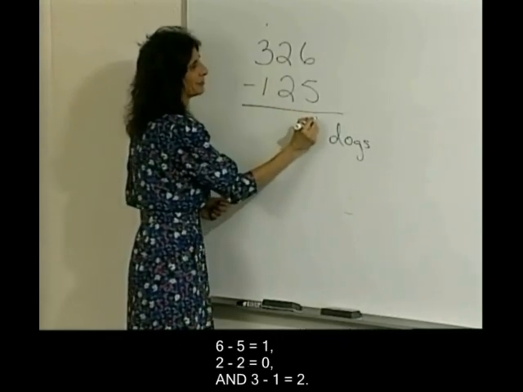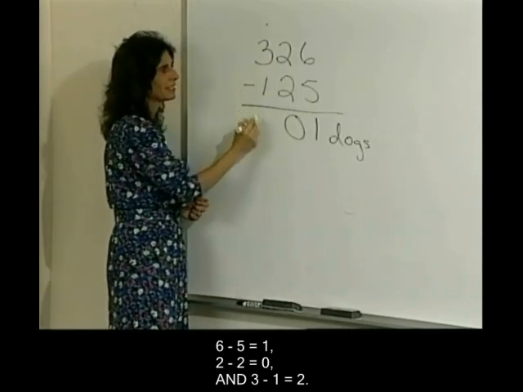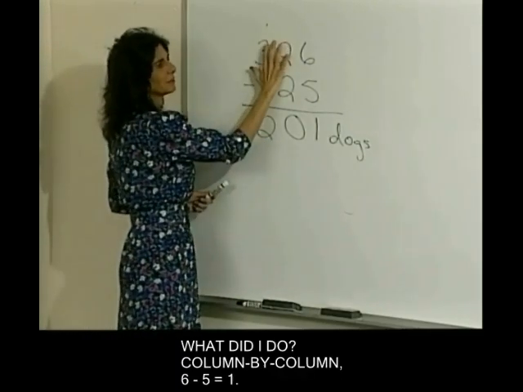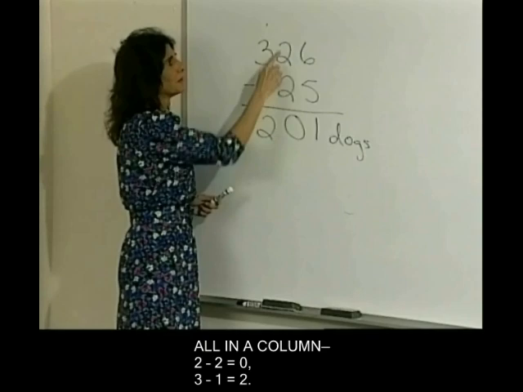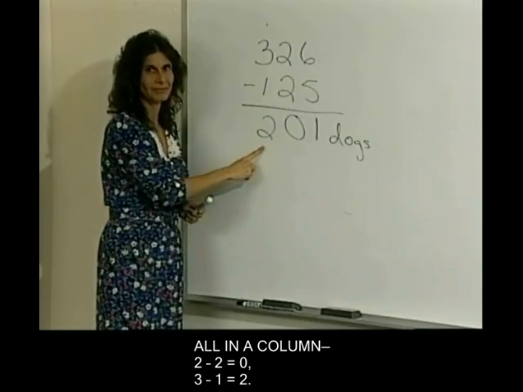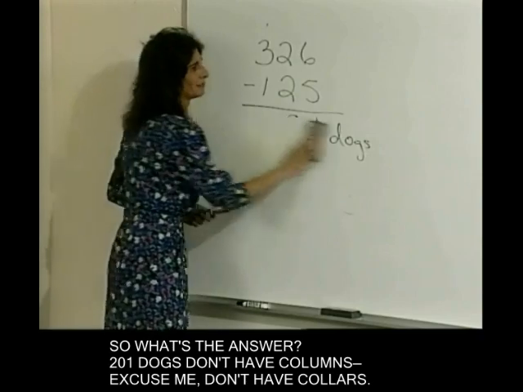6 minus 5 is 1. 2 minus 2 is 0. And 3 minus 1 is 2. What did I do? Column by column. 6 minus 5 is 1, all in a column. 2 minus 2 is 0. 3 minus 1 is 2. So what's the answer? 201 dogs don't have collars.